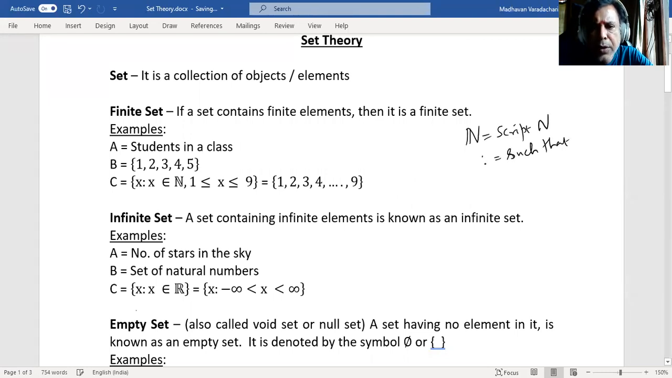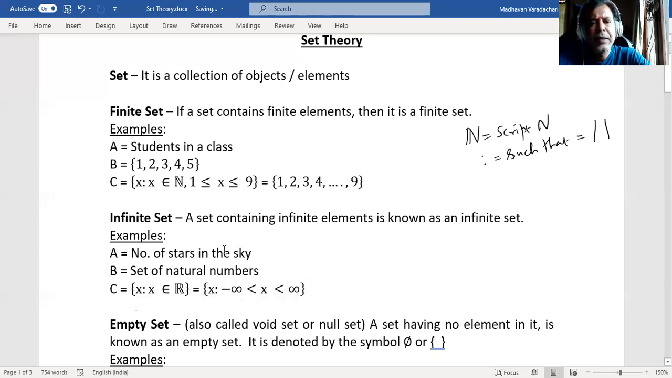Sometimes instead of colon, you may also use a vertical line or a little tilted line, I mean, you can say slash, or you can say a vertical line. So X such that X is an element of natural numbers, where X lies between 1 and 9, both inclusive. That means it will take all the integer values from 1 to 9 because it is inclusive of 1 and 9.